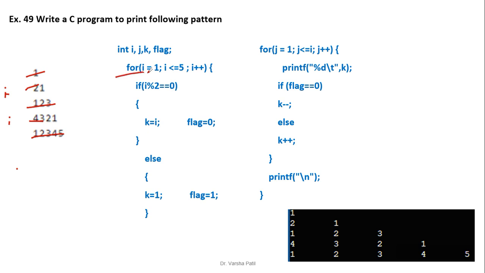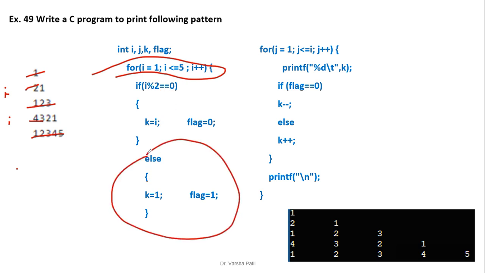Now see, this for loop is for the lines, it will print the number of lines. I equal to 1, I less than or equal to 5, I plus plus. Now we will take the decision whether we have to start with one value or a particular I value. So if it is odd, then if I mod 2 is equal to odd, we will go into the else part. Here we make k equal to 1, so it will happen for 1 3 5 7 9, and after that we will make flag equal to 1.